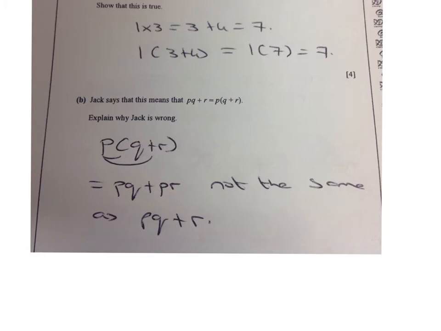Okay, so when you're multiplying out brackets, you've got to think about what would happen when you multiply them out. So for example, P onto R plus S. When you multiply that out, that gives you PR plus PS. That's not the same as PR plus S. Okay? Got to have a wee think about that question, guys, and understand what exactly that's talking about. So that explains why Jack is wrong on that.